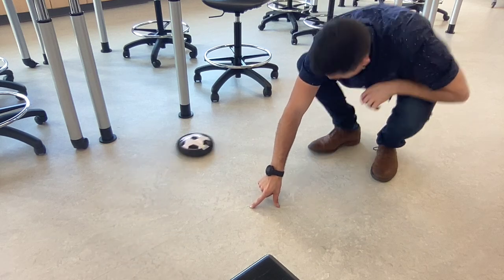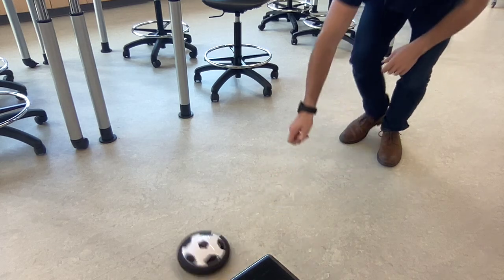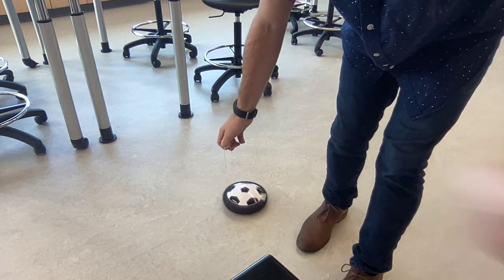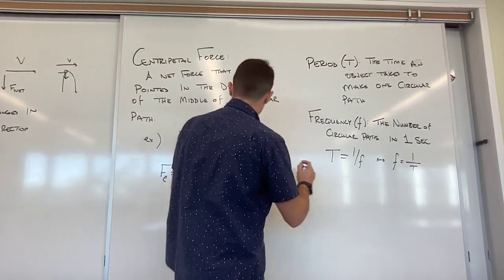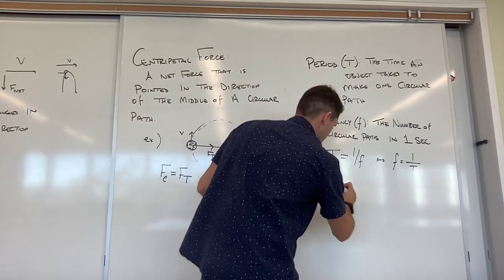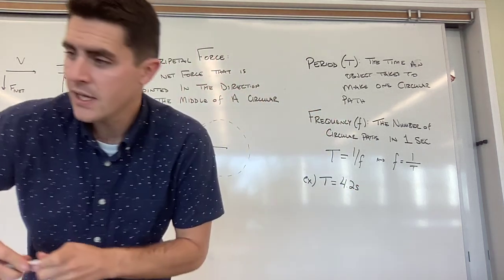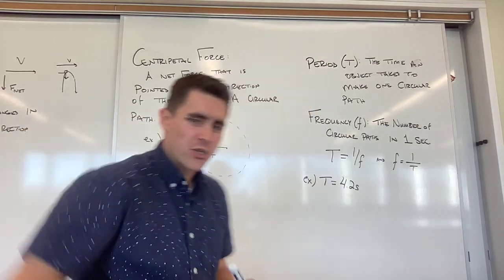1, 2, 3, 4. All right, I'm gonna say like 4.2 seconds. Maybe I'm totally wrong, I don't know. I'm gonna say it took 4.2 seconds to go around that path. I could be totally wrong. It's a Monday morning, maybe my mental timing skills are off, I don't know. But let's say that the hover puck, for example, had a period equal to 4.2 seconds. That would be how long it took to go around that circular path.